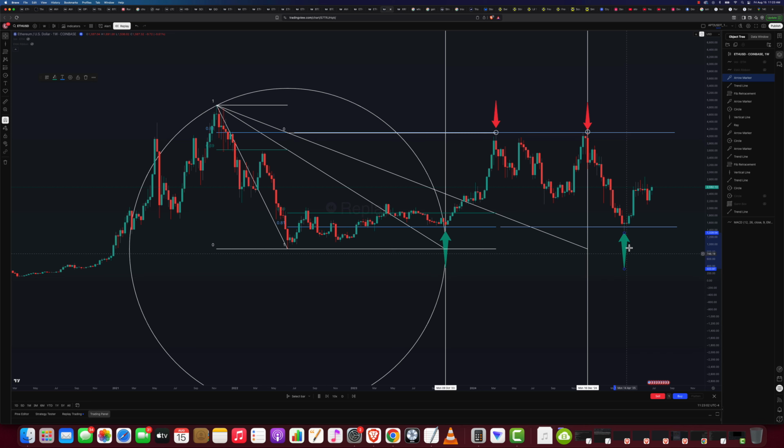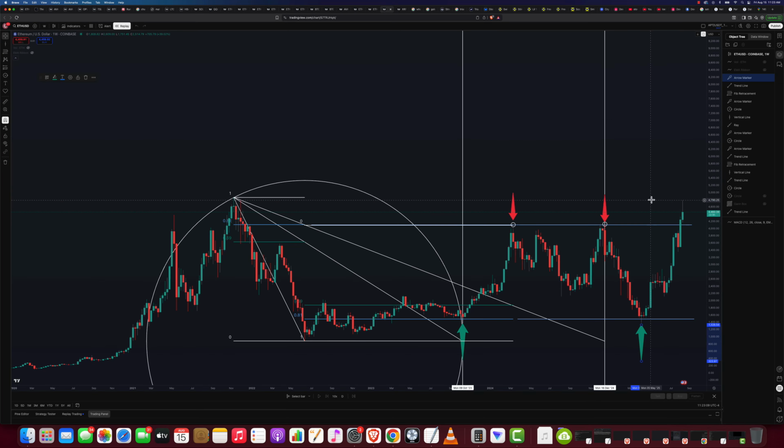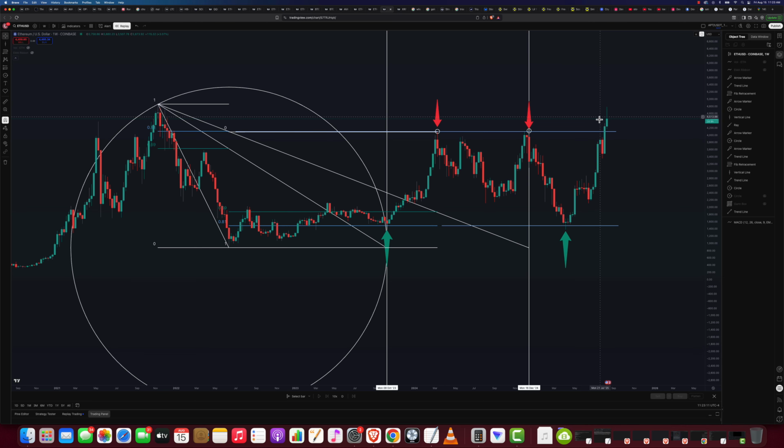Play. All right, continues up. Breaks through that resistance on the third try. And now it's more than likely going to break the new highs.